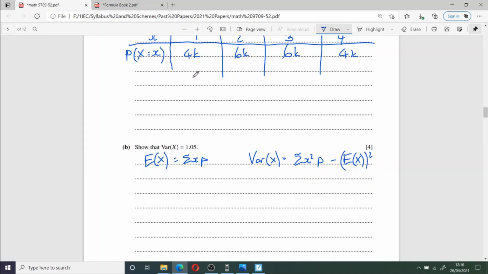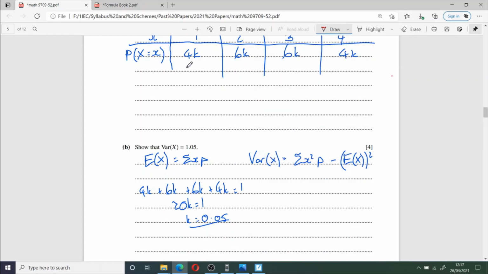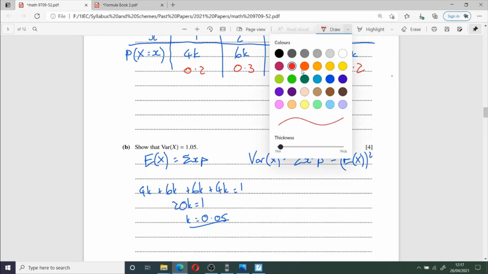I'm going to add all of these up, so 4k plus 6k plus 6k plus 4k must equal 1, so 20k equals 1. So k is 1 divided by 20, so 0.05. So I can actually make this table a little bit better, because now 4 times 0.05 is 0.2, 6 times 0.05 is 0.3, 0.3, and 0.2. So now I can actually use numbers in my calculations.